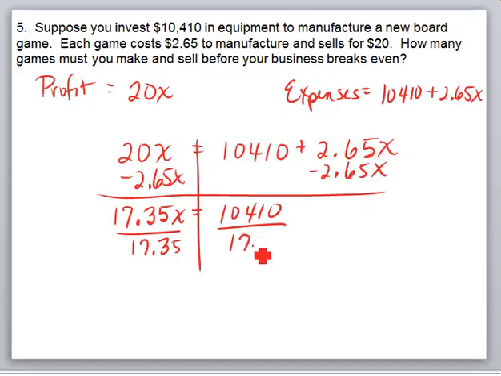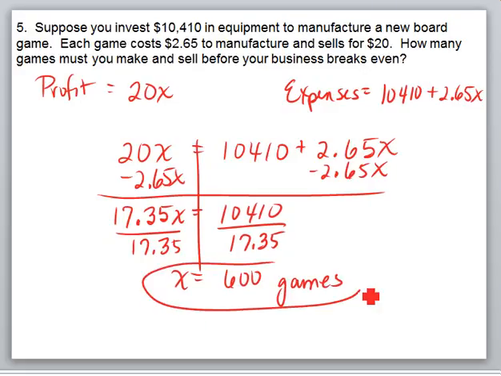And we're going to divide by $17.35 to come up with 600. So we'd have to sell 600 games to break even, to pay for our equipment and the expenses from the cost of making the games.